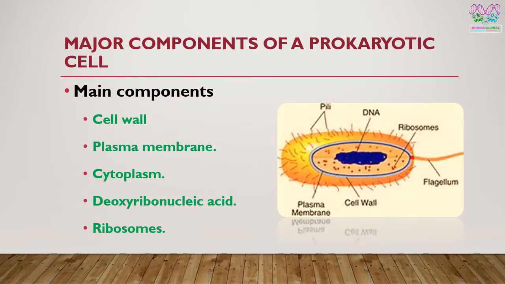The main components of a prokaryotic cell are a cell wall, plasma membrane, a cytoplasm, deoxyribonucleic acid, that is, the genetic material, and ribosome, the protein synthesizing machinery.